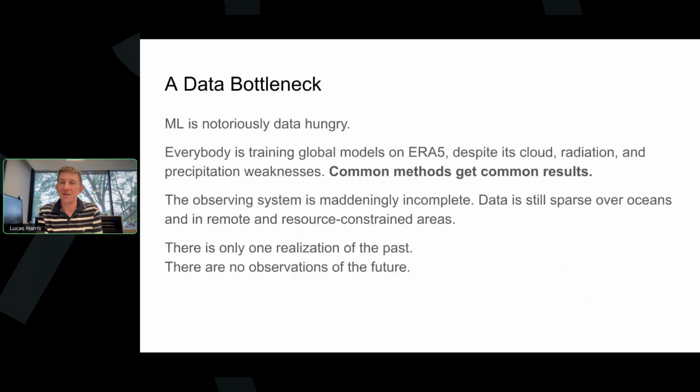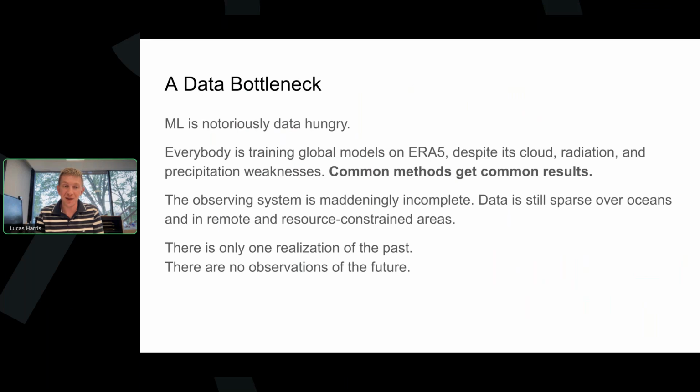A little bit of less happy things is that there's a few bottlenecks to work out. One is machine learning is, of course, notoriously data hungry. And one thing is that everybody's training on ERA5, it seems, which ERA5 is a great data set, but ERA5 has problems. One thing I like to say is that X-SHIELD actually has better clouds and radiation than ERA5 does compared to observations. So ERA5 is not perfect.